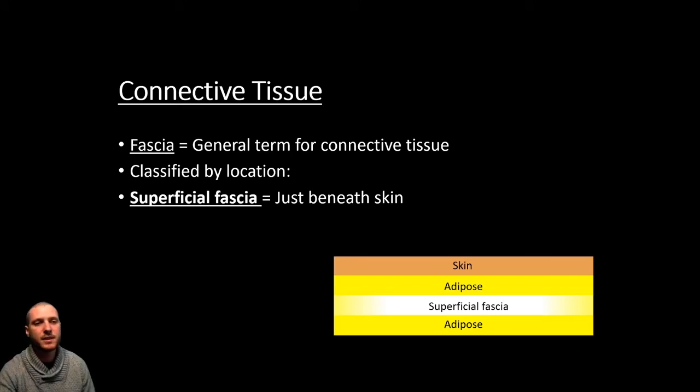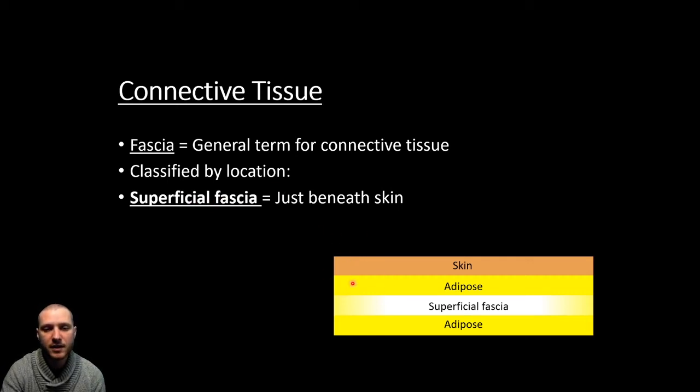And then we're just going to fit this last kind of section in. We talked about connective tissue in the histology chapter, so we've already been introduced to fascia. If you remember, fascia is just a general term for the connective tissue, and we're going to classify it by the location. So when we talk about superficial fascia, superficial meaning that it's closer to the surface of the body, it's the fascia just beneath the skin.